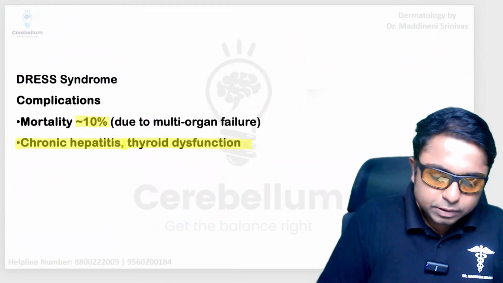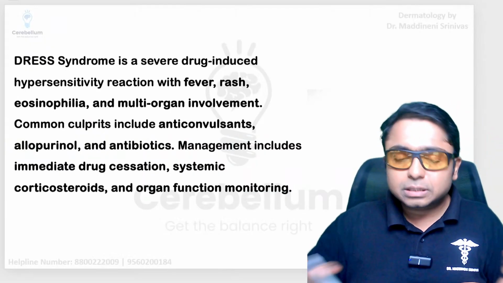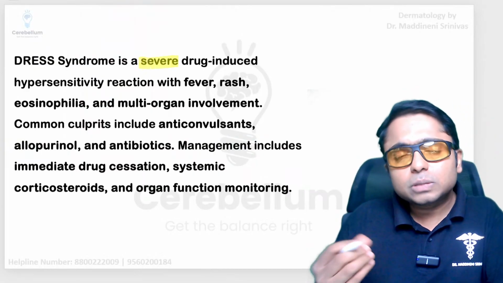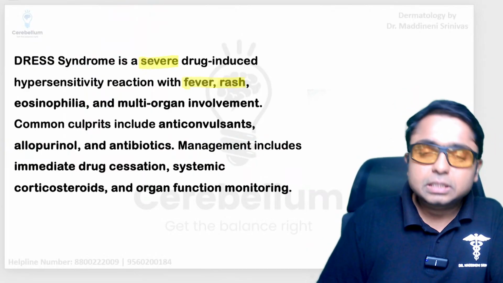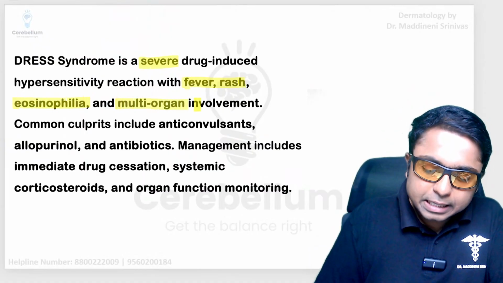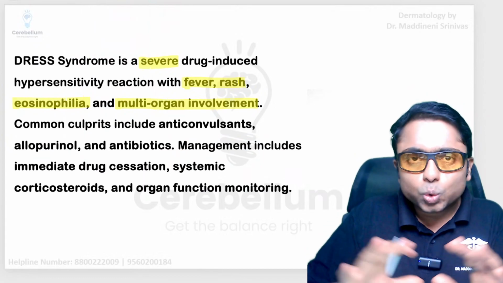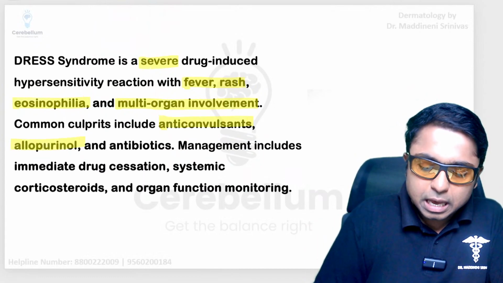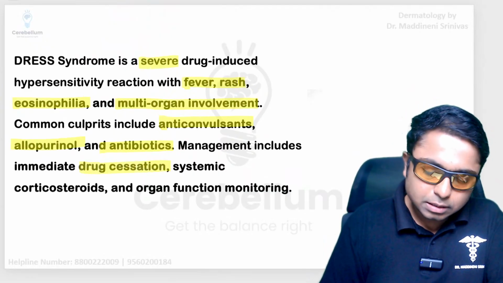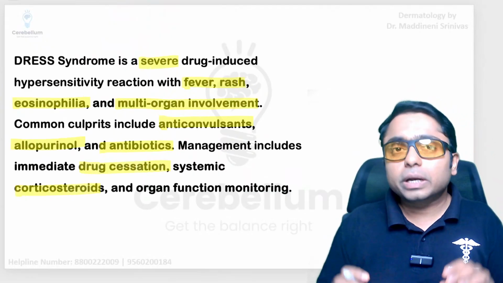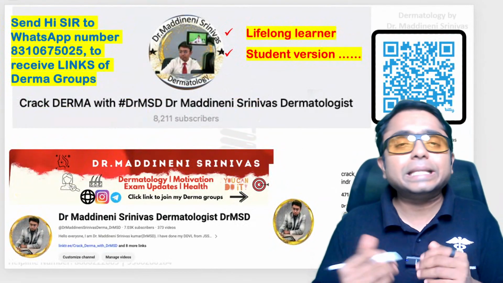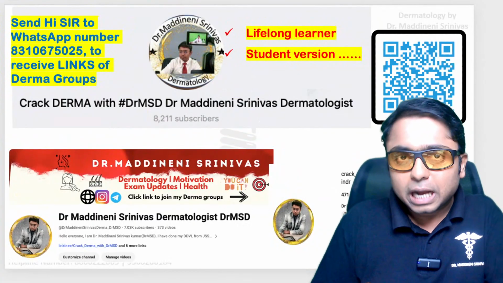So this was about DRESS syndrome. To summarize in a very quick fashion, it is a severe drug induced hypersensitivity reaction where the patients are going to have fever and a rash, and there will be eosinophilia on labs, and there will be multiple organ involvement. Then there are so many medications: anticonvulsants, allopurinol, antibiotics. Management: stop the drug, systemic corticosteroids, and organ function monitoring. This is what we have to write in the theory examination if the question asks about DRESS syndrome.